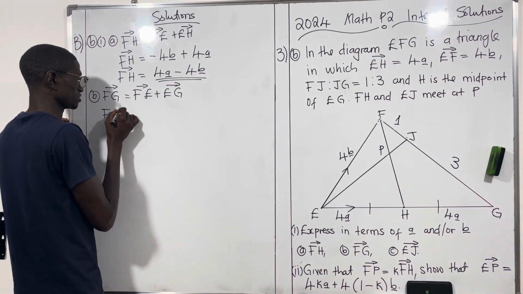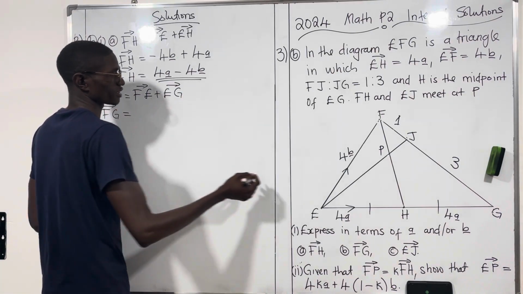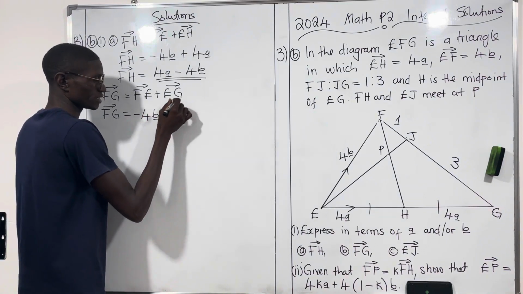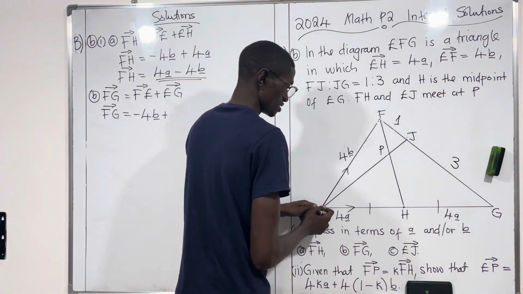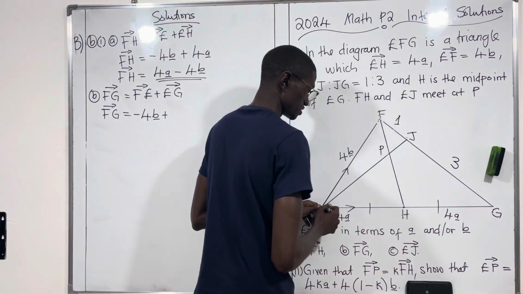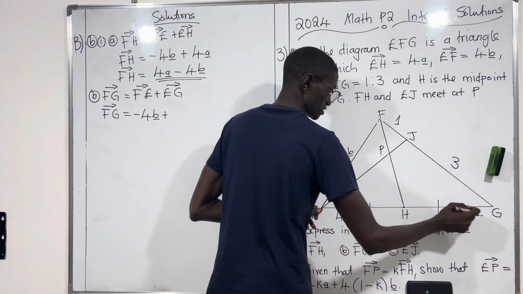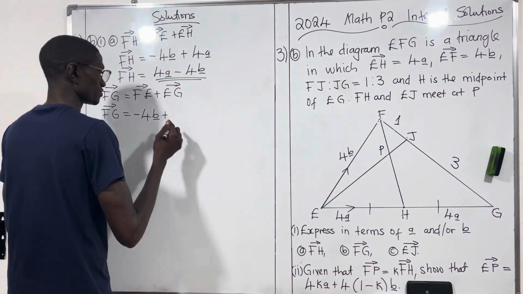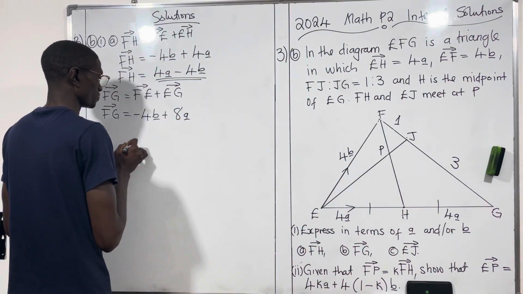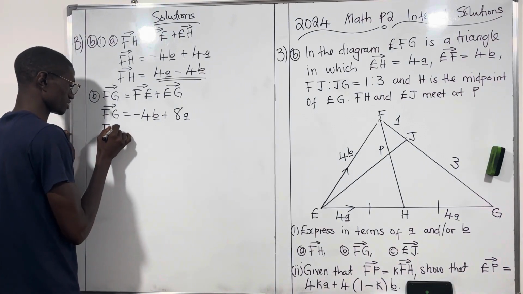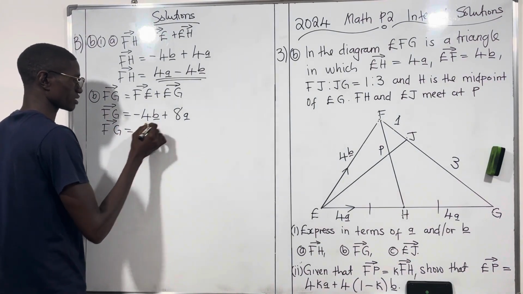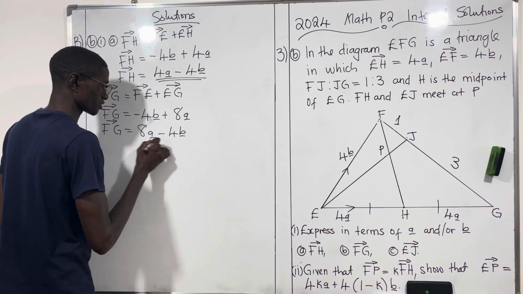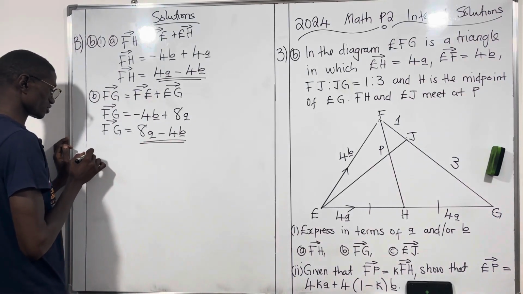So vector FG is going to be what? FE is against the direction, so -4 vector B, plus EG. EG is EH plus HG. So what is EH? 4A. What is HG? 4A. So 4A plus 4A gives us 8A, meaning EG is 8 vector A. You can also see that we don't have any like terms here again, so we simply rearrange the values so that our first term is positive. So this is our final answer there.